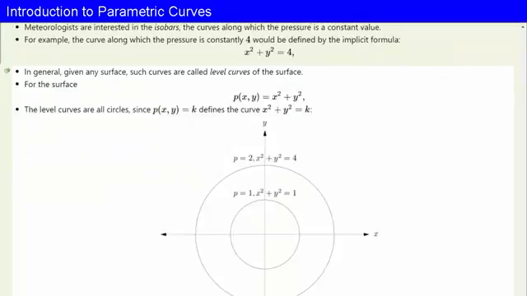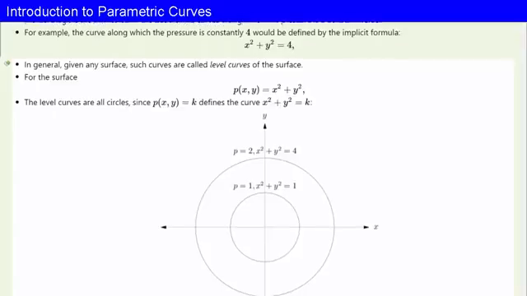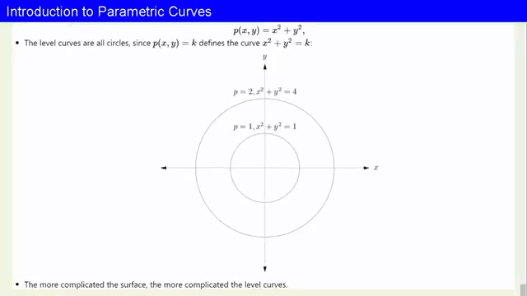In general, given any surface, such curves are called level curves of the surface. For the surface p of x, y equals x squared plus y squared, the level curves are all circles, since p of x, y equals k defines the curve x squared plus y squared equals k. Of course, the more complicated the surface, the more complicated the level curves.